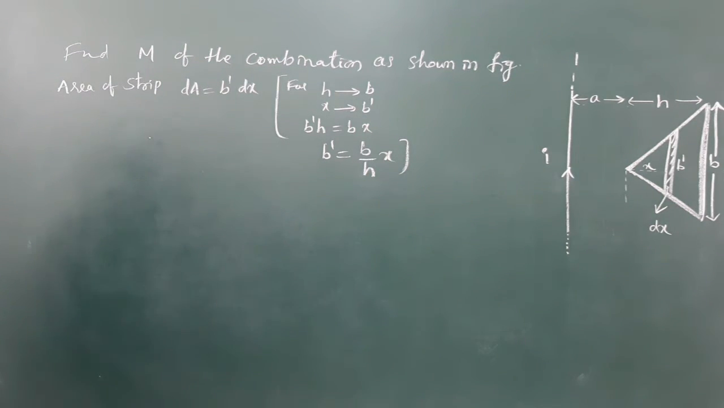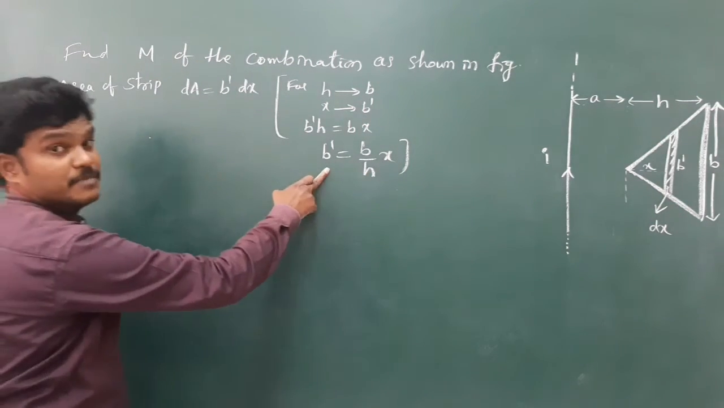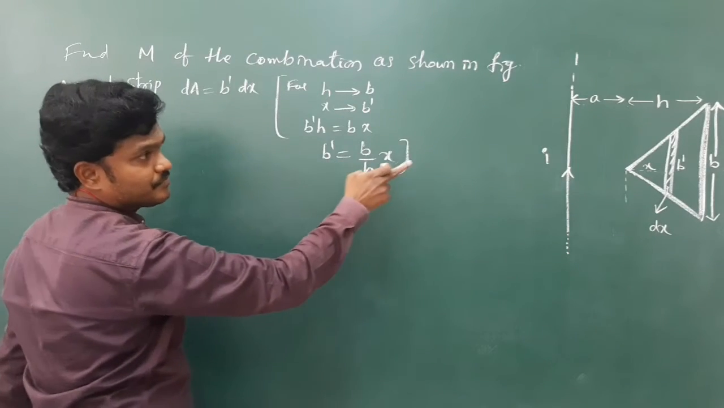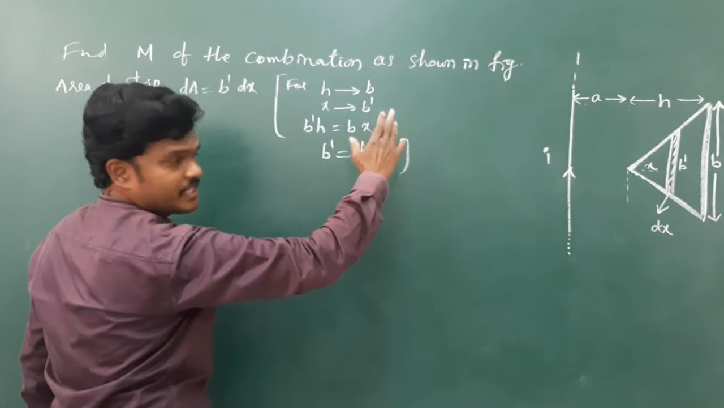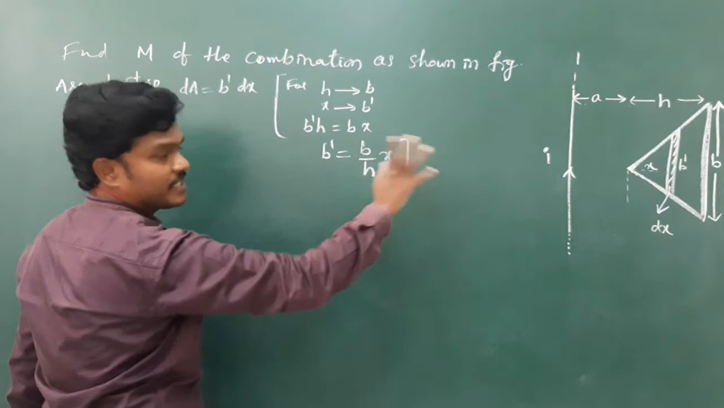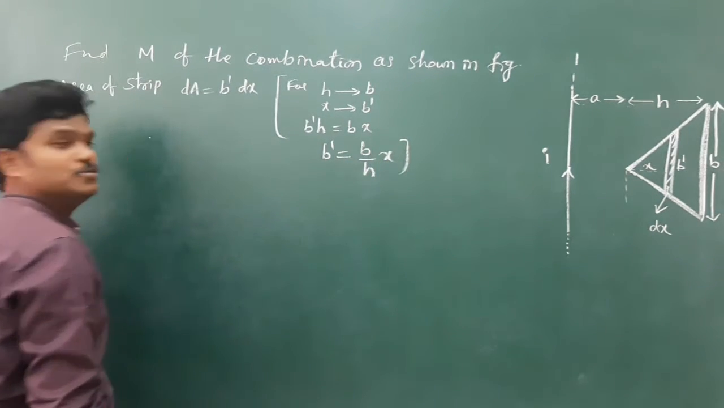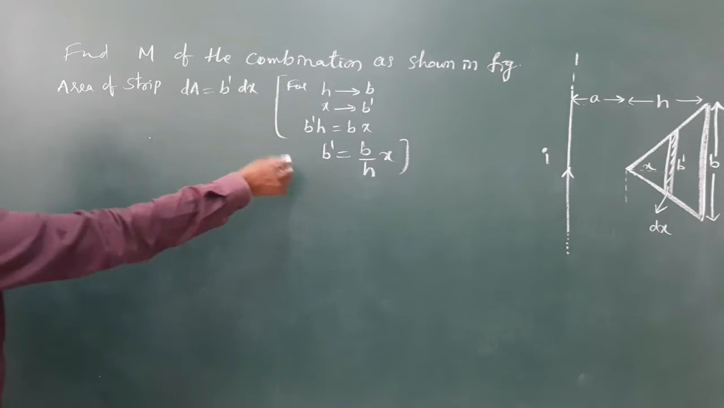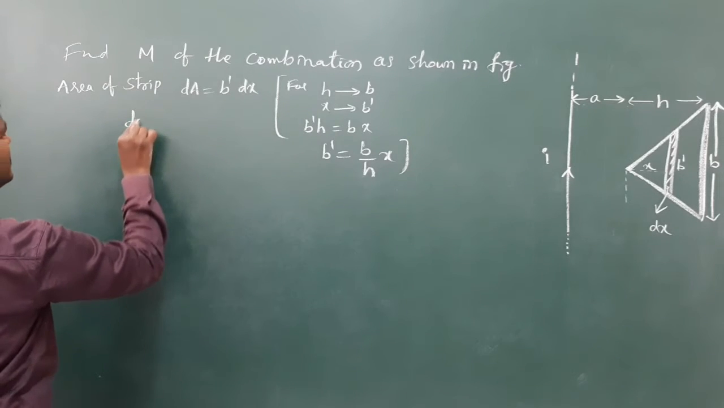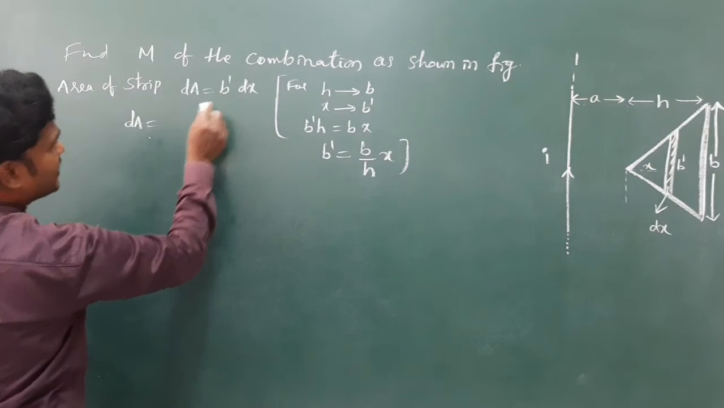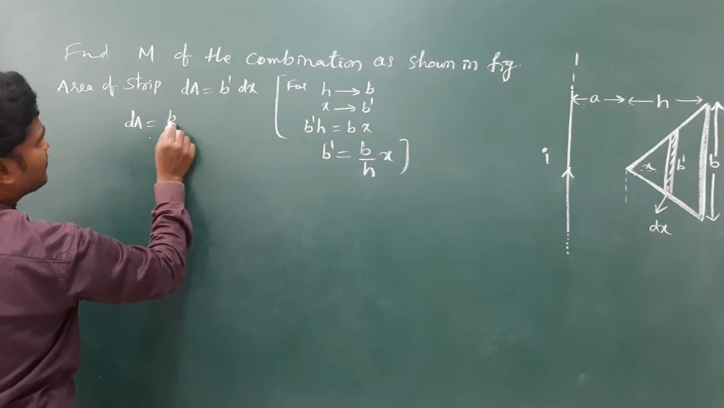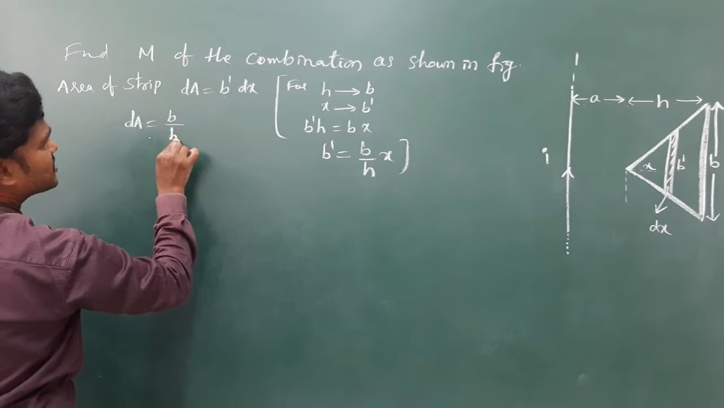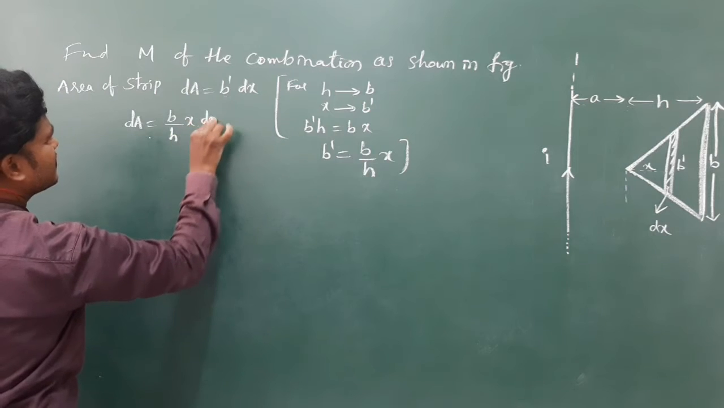So use side by side, base by base: b by h equals b dash by x. Use the similar triangle method, then I got the b dash value. Substitute b dash here. Then what is the area of the strip? The area is b by h x dx.